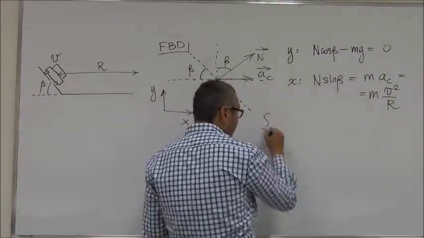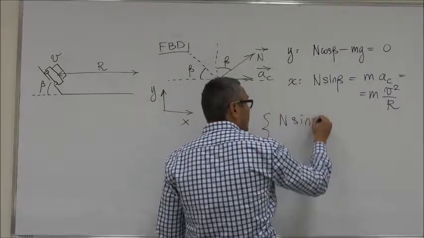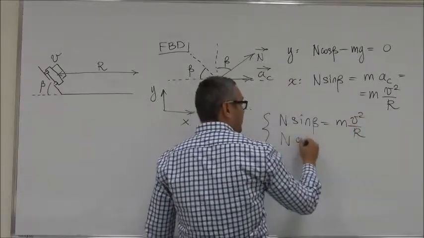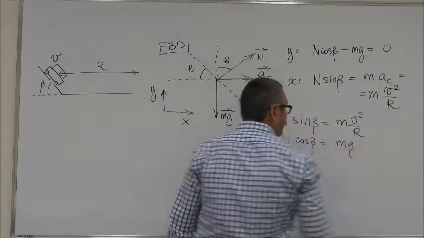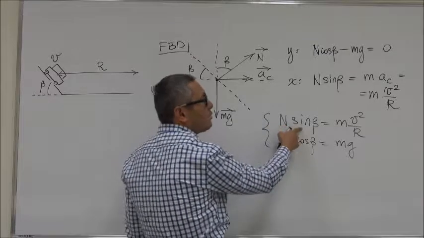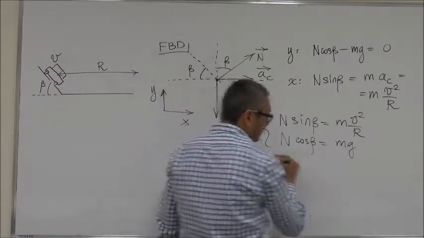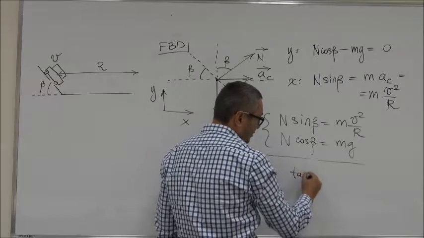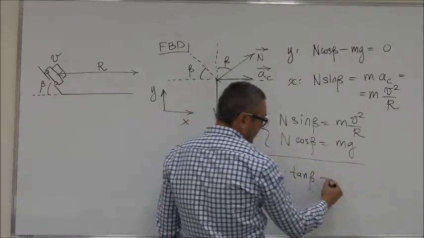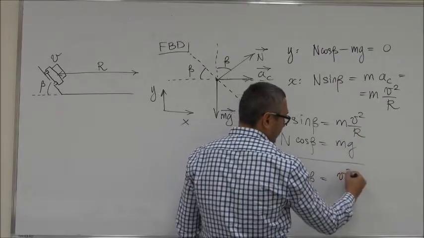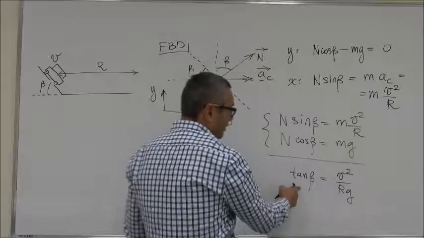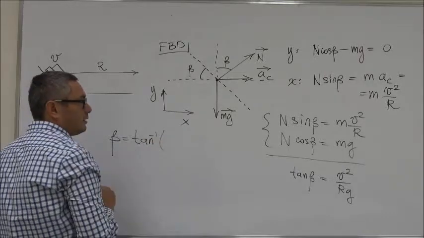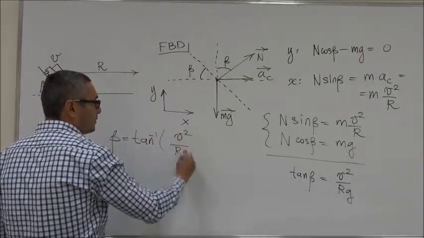So let's write them down here. We have n sine beta equals m v squared over r. And from the y axis, we have n cosine beta equals mg. So we can now divide the upper one by the lower one. If we do that, then on this side we get sine over cosine, so this is tangent beta. N will cancel, and then here m will cancel, and you get v squared over r g. And so you can now solve for beta. So beta is equal to tangent inverse of v squared over r g.